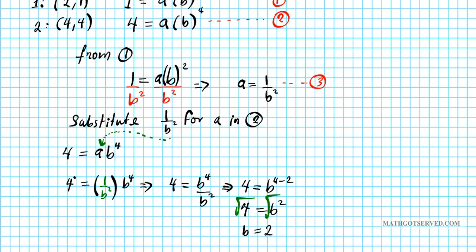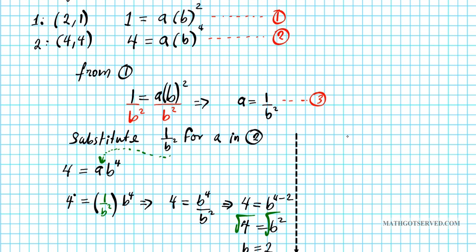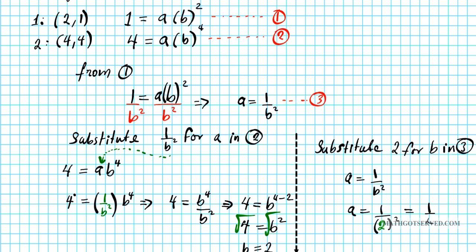Okay, so that gives us our first value. We need to find a, and remember the problem asks us to write down the equation of the function. To find a, we can pick any equation, 1, 2, or 3, but the quickest one is equation 3, since it's already solved explicitly for a. So we substitute the b value, 2 for b, in 3. That's the easiest one, that's why we picked it. We know 3 is a equals 1 over b squared. So we substitute 2 there, we have 1 over 2 squared. Let's simplify that. It's 1 over 4, or 0.25. Whichever format you prefer.